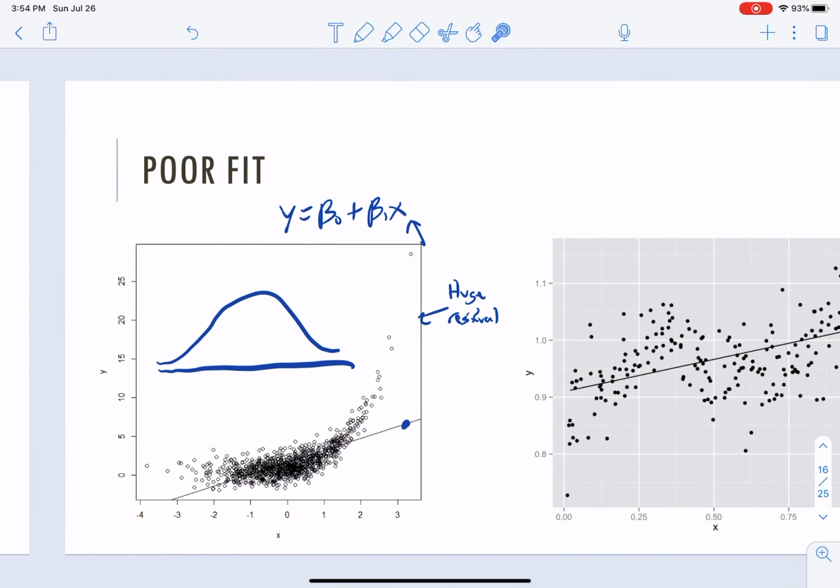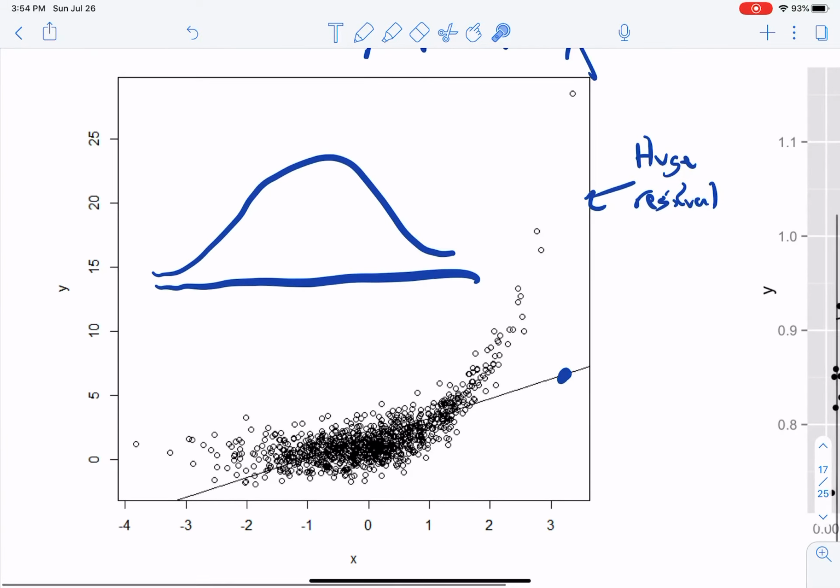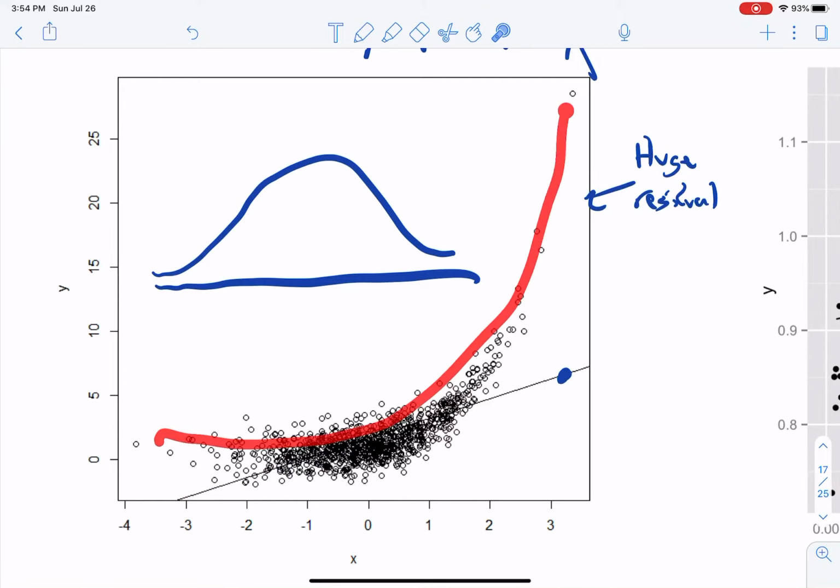Whereas in this one, we're going to be big time underestimating all the time, but then over here we're going to be big time overestimating, and then kind of the same on this side of the line too. So we're being very inconsistent with how we define the relationship here, since our data has this curved nature to it.